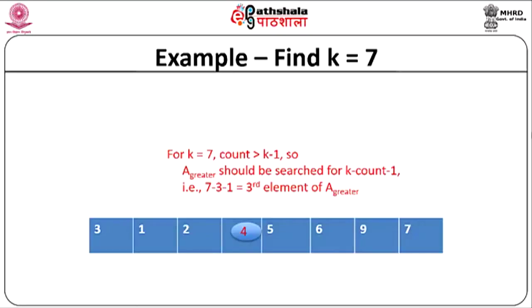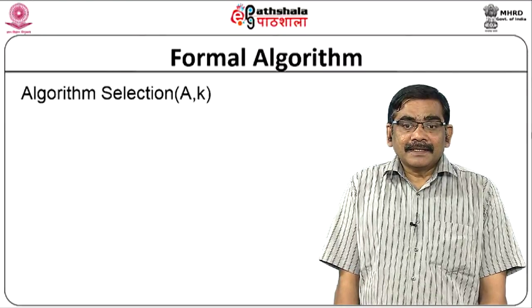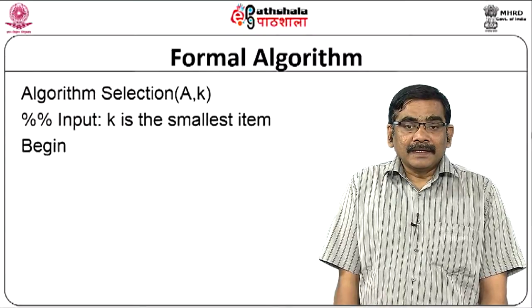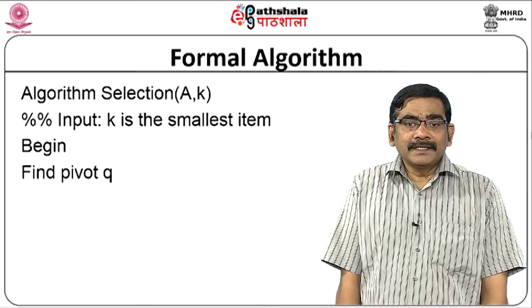Suppose k is going to be 7. You can check that count is going to be 3. So, k is greater than this, which means it has to be searched in the right part. The right part is k minus count minus 1, so that means 7 minus 3 minus 1. That means it is going to be the third element of your A greater. A greater elements are 5, 6, 9, 7. You can see that the third smallest element is going to be 7. So, again we have to apply the recursive procedure to the above list and the process is repeated. By repeated recursing we can find the solution of the given smallest element problem. So, this is the formal algorithm.